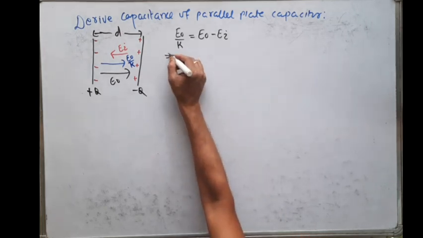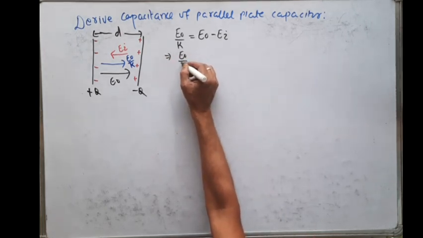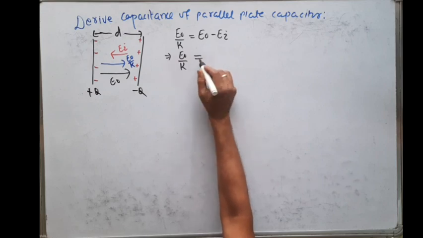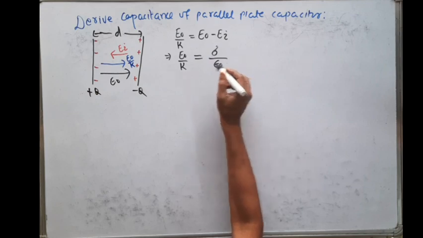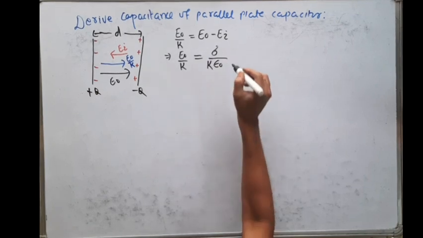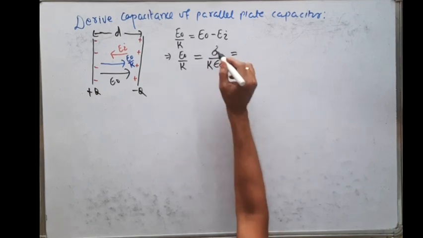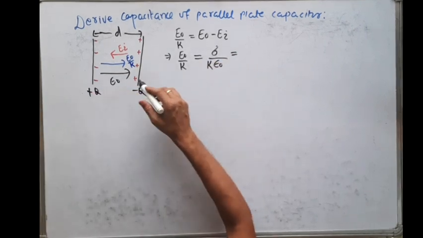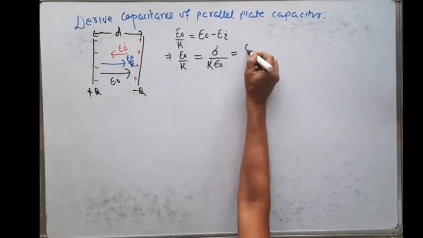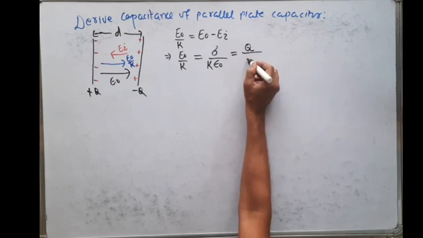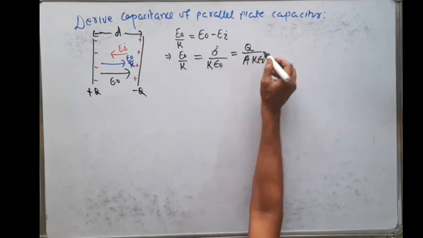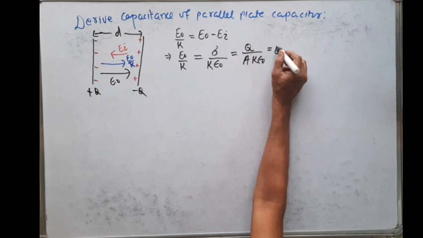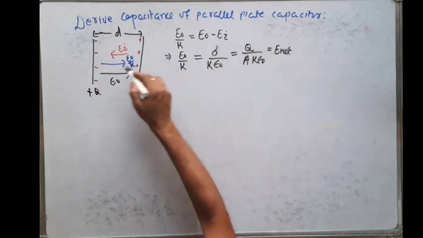So the net electric field intensity, which is equal to E naught by K, can be written as, what is E naught? It is sigma upon epsilon naught, and here there is K. And what is sigma? Sigma is the charge density given on the plate. The total charge given is Q and the total area is A. So sigma is equal to Q by A, and the field is Q by A K epsilon naught. This is the net electric field intensity inside the plates.